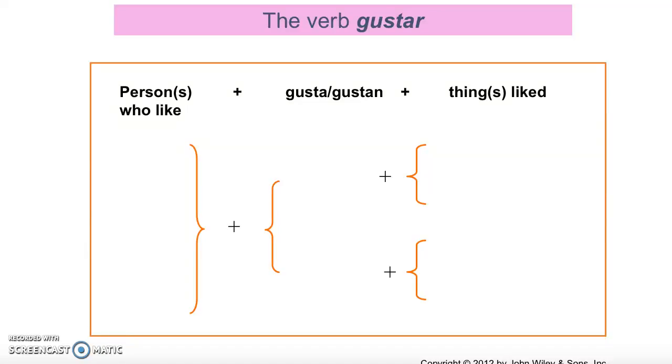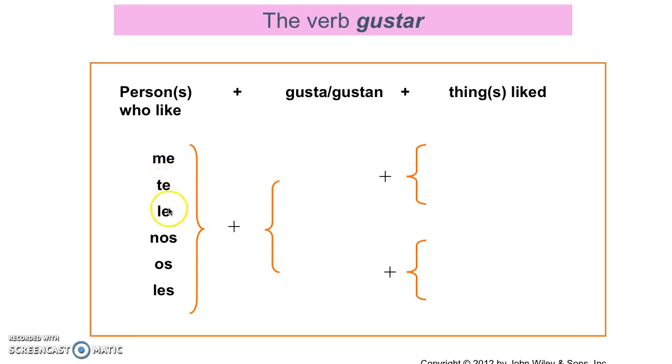Gustar, we typically translate it as to like into English, but literally it means to be pleasing to. And so it's actually better to think of it as to be pleasing to, and you'll see why in just a moment. So when we're forming these sentences, the first thing we're going to do is use an indirect object pronoun to talk about the person who likes the thing.